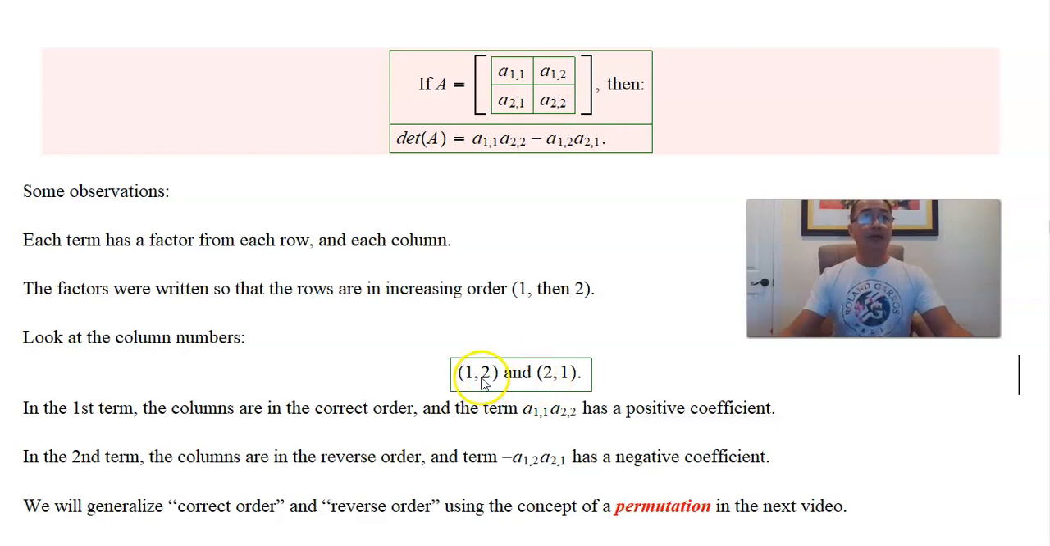The first term has the columns in the correct order, so it has a positive coefficient, which of course we don't write down. But the second term has the column numbers in the reverse order, or the wrong order. So it has a negative coefficient, okay? So what we will have to do for the 3 by 3 matrix is to generalize this concept of being reversed or being mixed up. And that is the concept of a permutation. We're going to introduce that concept for the 3 by 3, but we will study it in more detail in our next video.